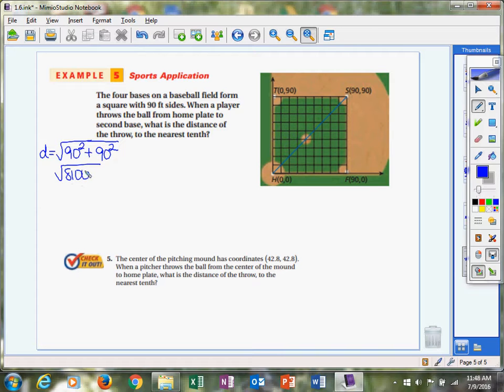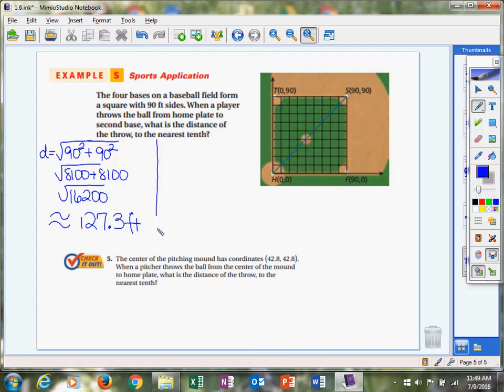So 8100 plus 8100, and then you add the 8100s together. You'll get 16,200, and then they want you to round to the nearest tenth. So I need my squiggles there, and that's going to give me approximately 127.3 feet, because the base paths are 90 feet apart. So you could solve it that way, no problem with that.